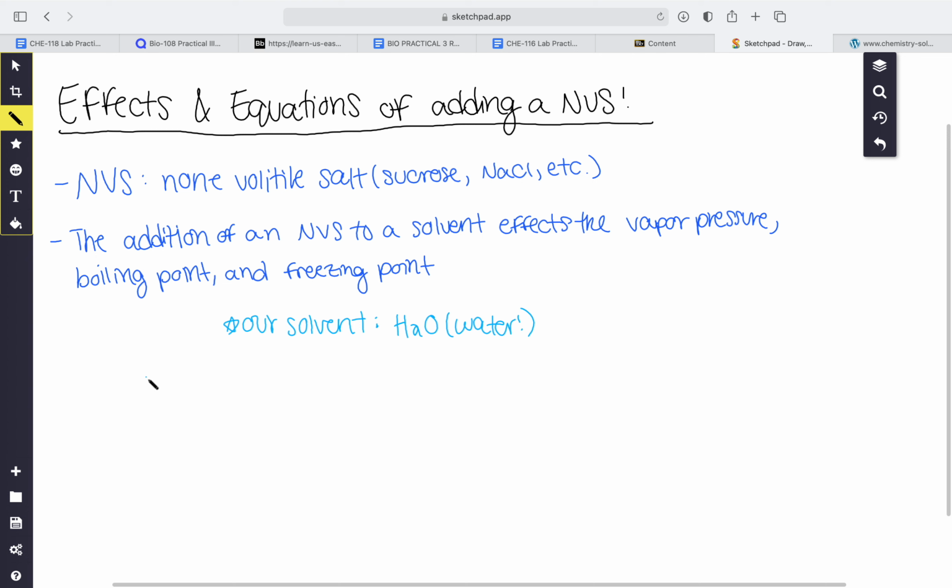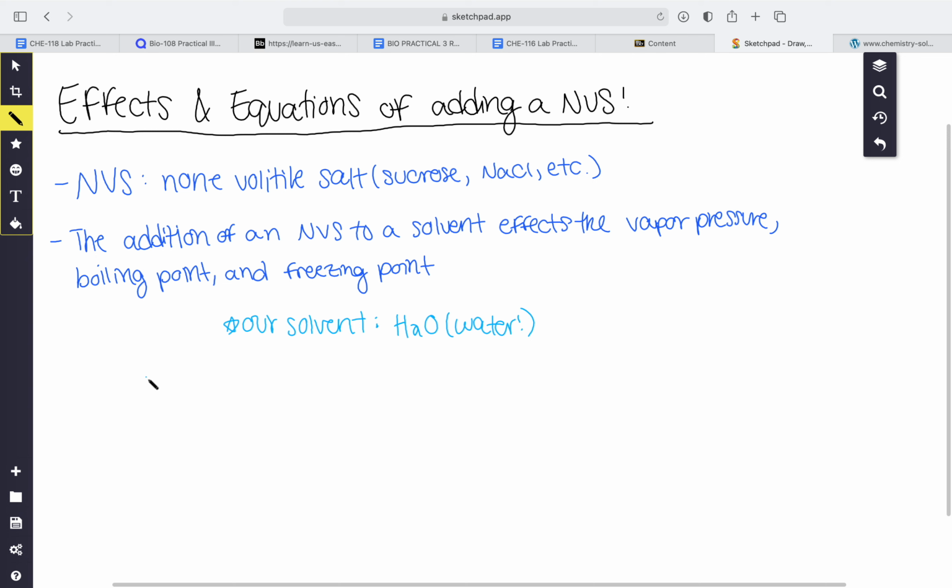Alrighty, so again, we're talking about the effects and the equations of adding a non-volatile salt. A non-volatile salt is a salt that doesn't evaporate easily, or doesn't evaporate at all. If you've ever done an experiment where you have salt water, you boil off the water, the salt stays in the bottom of your pot. Same thing with sugar. If you have sugar water and you evaporate off all of the water, you're going to have sugar at the bottom.